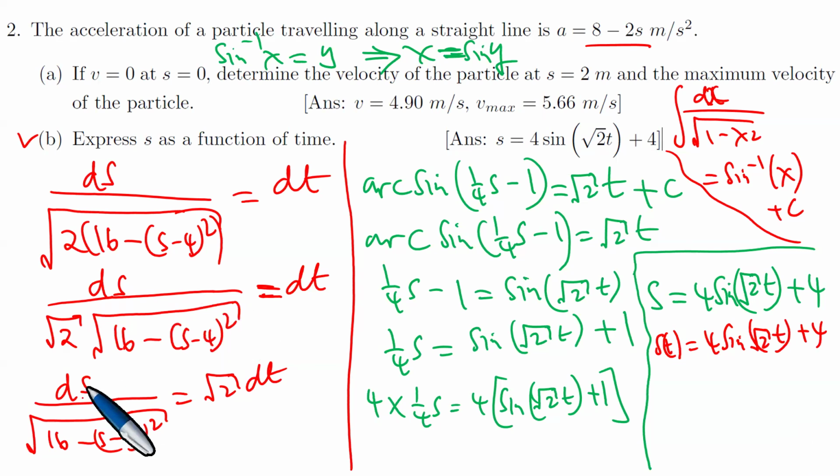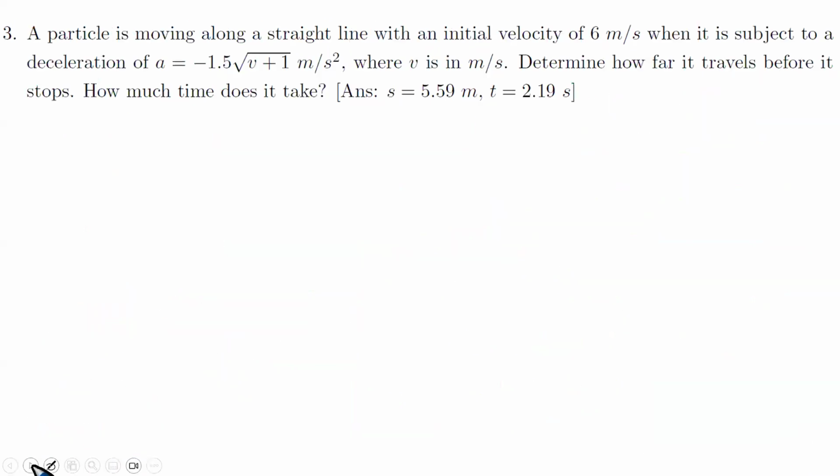What is the next question? A particle is moving along a straight line with an initial velocity of 6 meters per second when it is subject to a deceleration of a equals minus 1.5 the square root of v plus 1 meters per second squared, where v is in meters per second. Determine how far it travels before it stops.